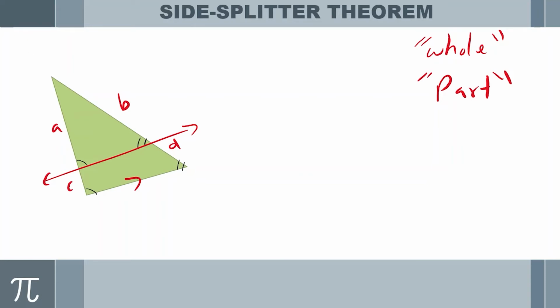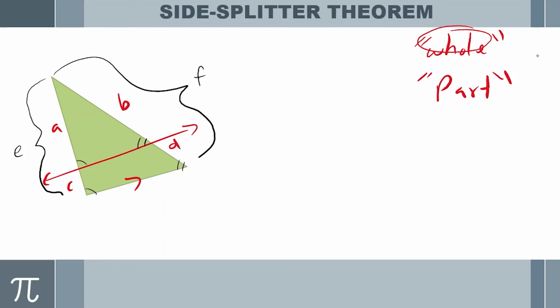Now we also have this other side we can label. The entire side length is either A plus C, or we can give it a new name, E. Same thing is true over here. This entire side could be called B plus D, or we can just call it F. So when we write a proportion, we've got options. We can compare whole to whole as whole to whole. We can compare whole to part and whole to part, as long as we get the names in the right order. So this is what I mean.